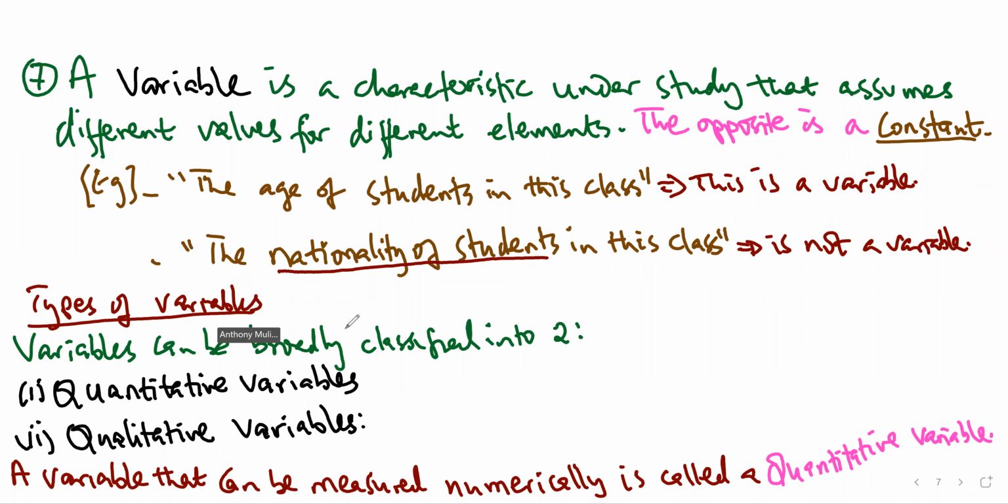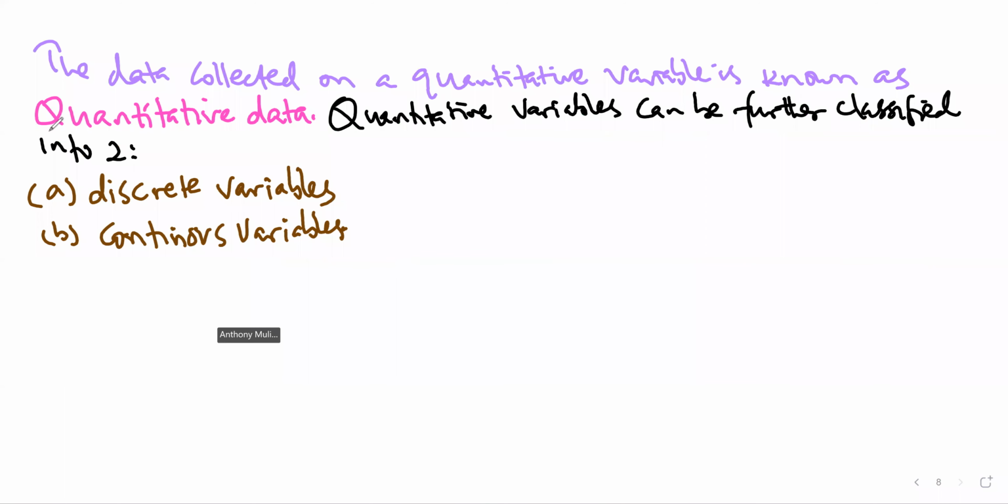Now, when we talk about a quantitative variable, we are referring to a variable that can be measured on a numerical scale, or whose values or observations are numbers, okay? And the data that comes from such a variable is called quantitative data. So from quantitative variables, we get quantitative data.